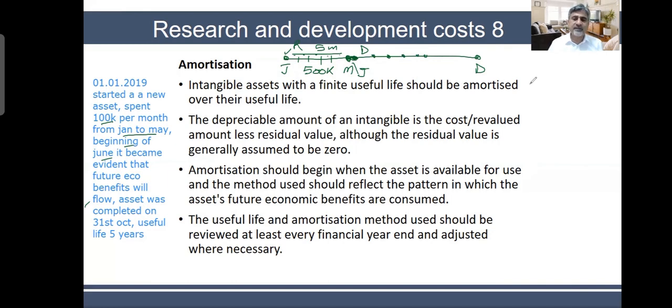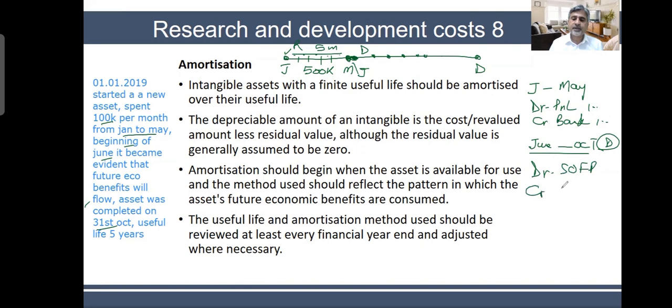When you were spending from January to May, your double entry was debit P&L and credit bank. Every month you were spending 100K like this. But from June to October, because the asset was completed on 31st of October, this is the development stage. And here you should say debit statement of financial position, credit bank. Meaning debit intangible non-current asset, 100K every month. So these months are June, July, August, September, October, again 5 months, and in these 5 months, you again spend 500,000.